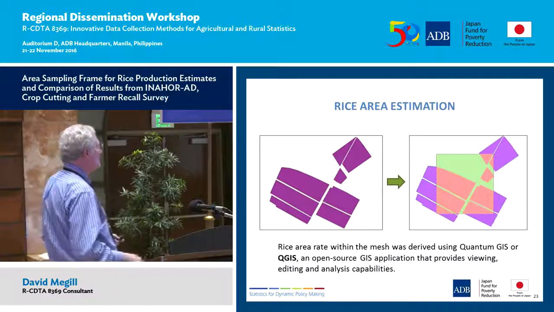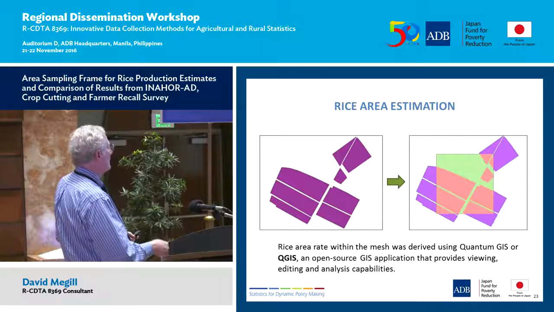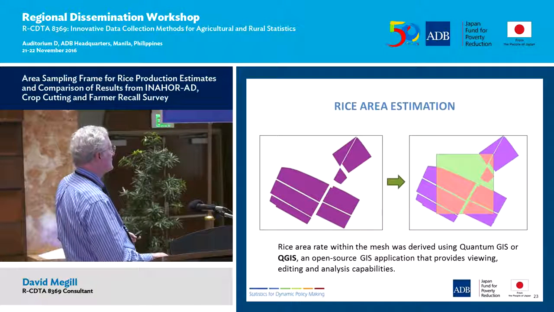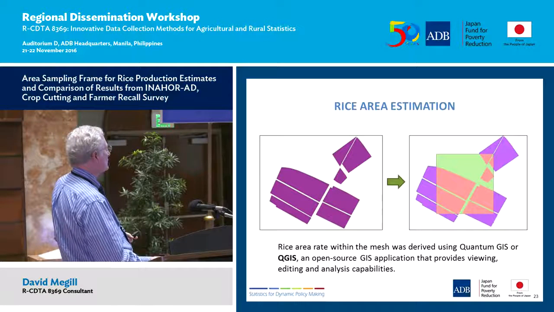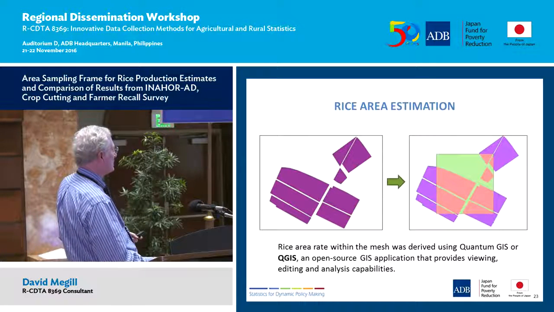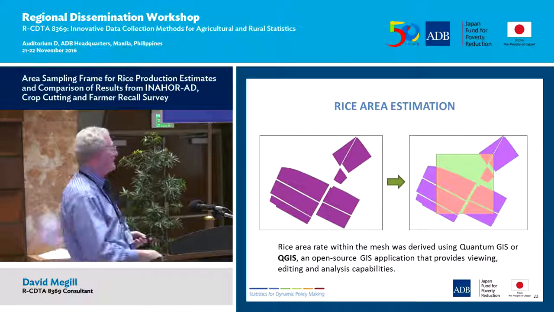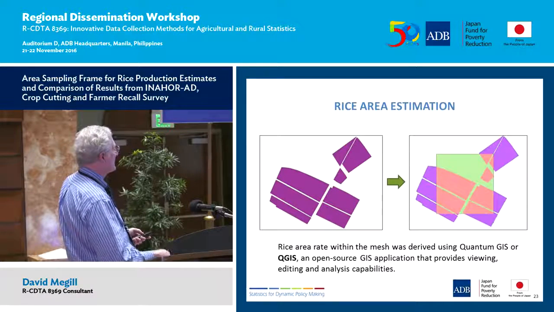Now, in terms of estimating the area inside the mesh, they used the Quantum GIS, or QGIS, which is an open source GIS application that provides viewing, editing, and analysis capabilities. That was done here at ADB to get the total area of rice in the mesh.